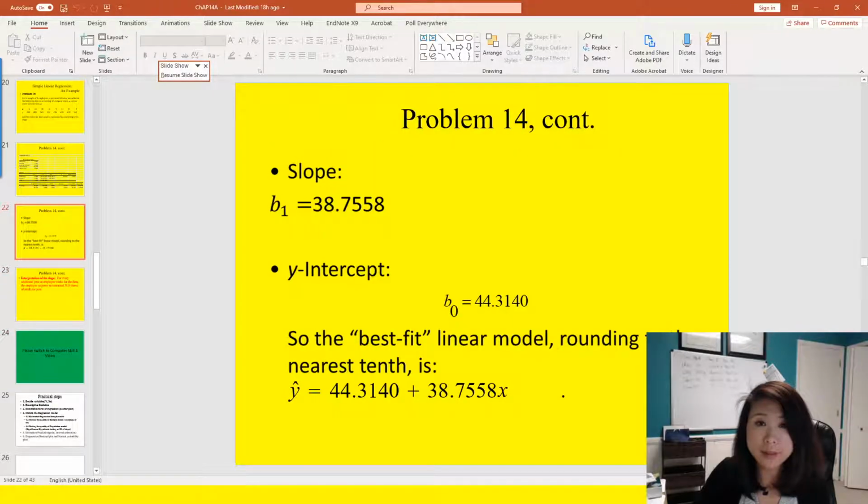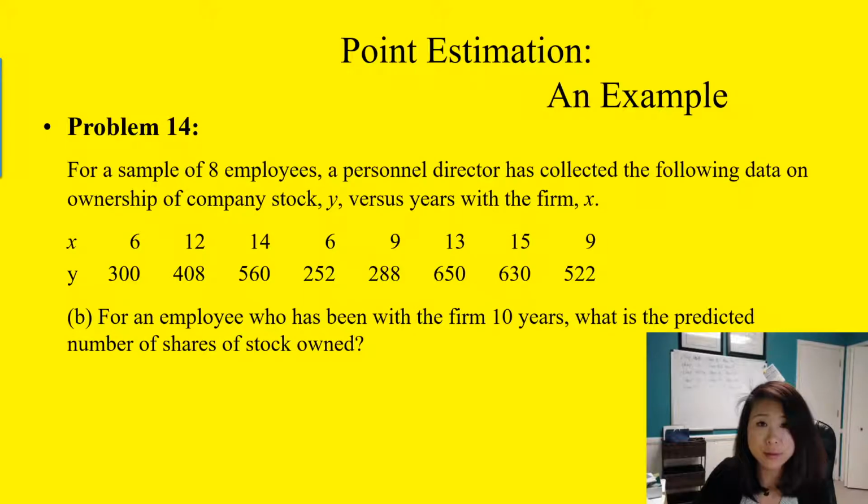our estimated regression equation is y hat equal to 44.314 plus 38.7558 x. This is from chapter 14 part A. So we understand the relationship between x and y is represented by this equation. In this chapter, like I said, we're looking at how to use the model to do the estimation. That's why we have this question B.